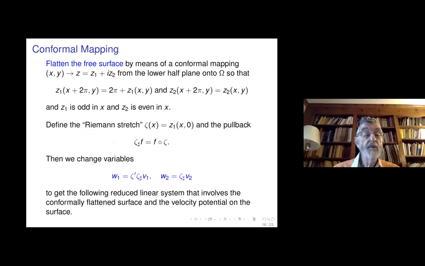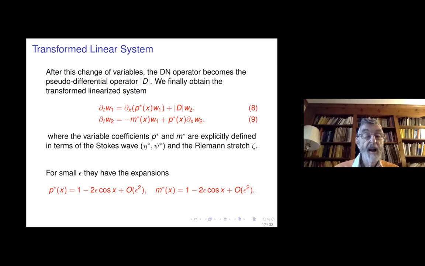Now that system in red is for a free surface, but now we want to fix the free surface. We do that by a conformal mapping, which is pretty standard, although we have to make it fit our analysis, so I won't go into the details. We're going to flatten the free surface by a conformal mapping because the velocity potential is a harmonic function, so we can do that. And after you do that, the Dirichlet-Neumann operator becomes this simple operator here, which as a Fourier multiplier is just the absolute value of k.